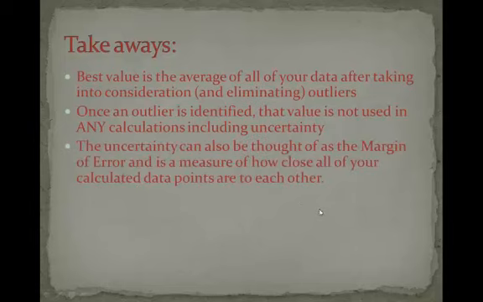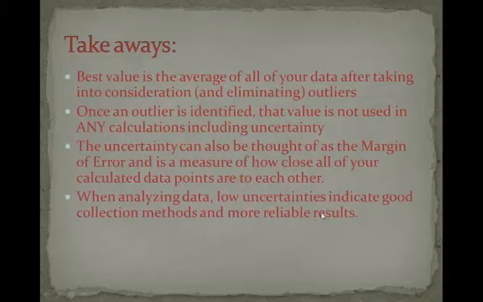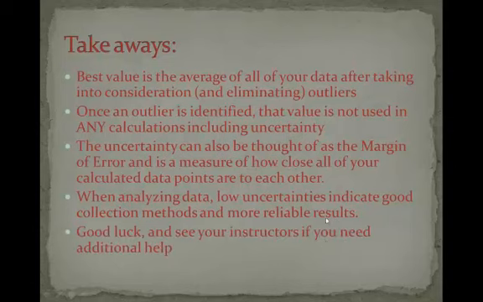The uncertainty is also thought of as a margin of error. It's a measure of how close all of your calculated data points are to each other. The lower the uncertainty, the better data that you've collected. Low uncertainties indicate good collection methods. You followed your procedure carefully each time, and therefore your results are more reliable. That covers best value and uncertainty.